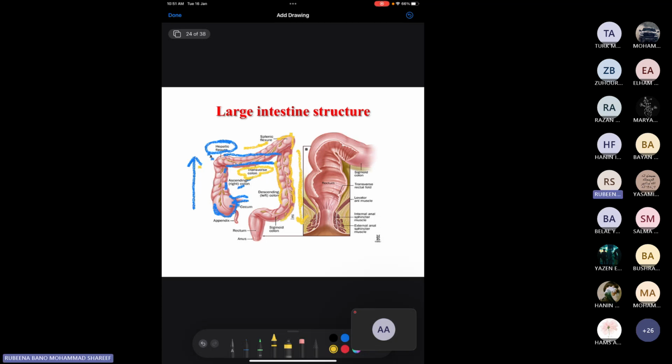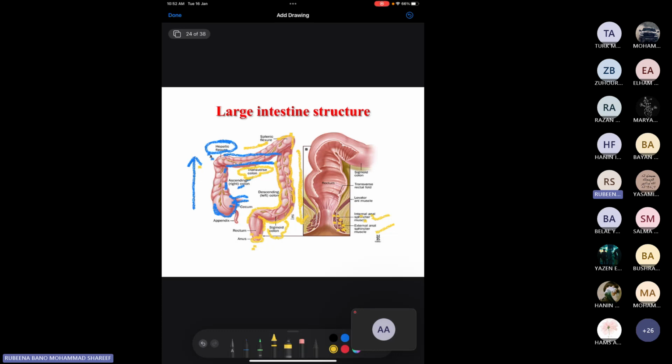And here this is S-shaped, so it is called the sigmoid colon. And then this is the rectum, the last part. And this is the anal canal from where we pass the stool. Here the rectum has two sphincters, which is very important to understand the mechanism of defecation. It has two sphincters: the internal anal sphincter and the external anal sphincter.